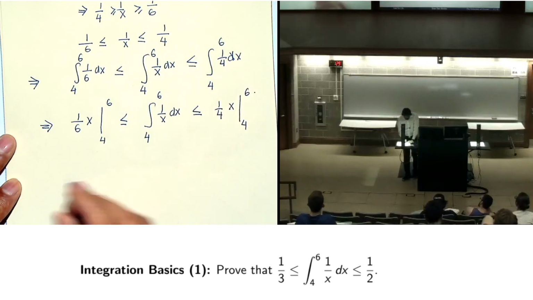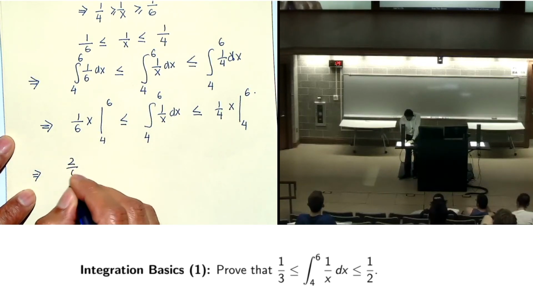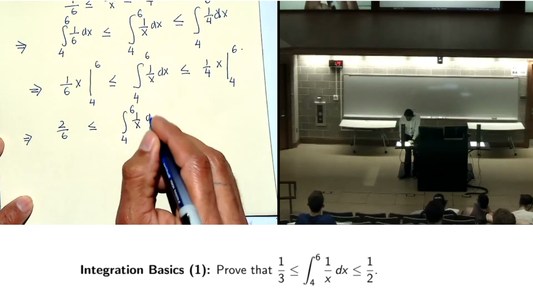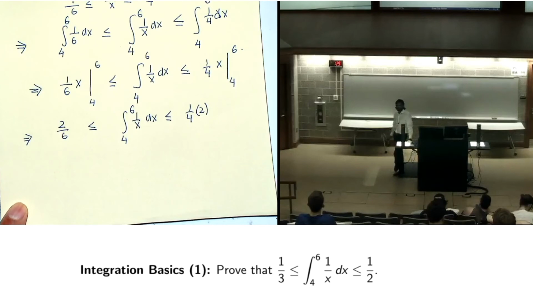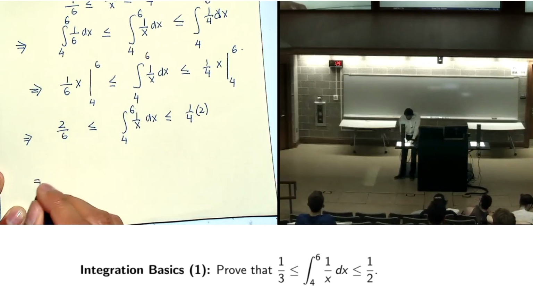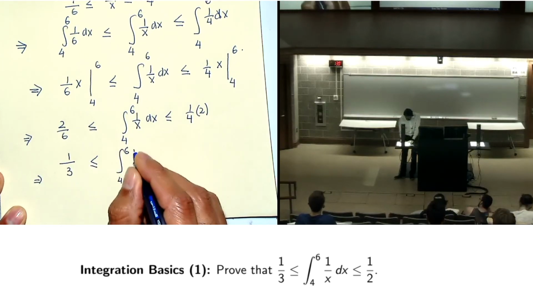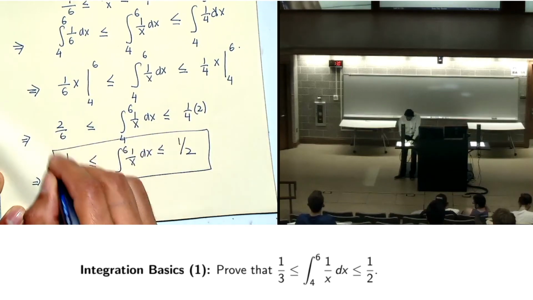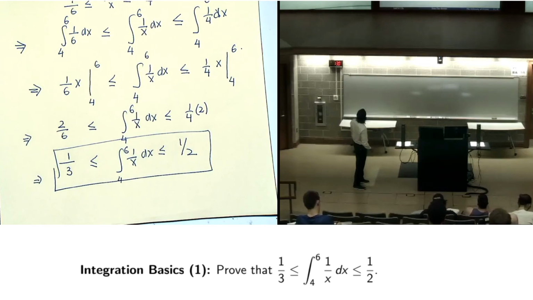From 4 to 6, if I plug in upper minus lower, this is going to give me 2 over 6 less than or equal to the integral from 4 to 6 of 1 over x dx, which is less than or equal to 2 over 4. That's going to be 2 because 6 minus 4 is 2. Upper minus lower is going to give you this. And I believe 2 divided by 6 is 1/3, and 2 over 4 is 1/2. That is exactly what I want. So I prove this, that the integration of 1 over x from 4 to 6 is between 1/3 and 1/2.